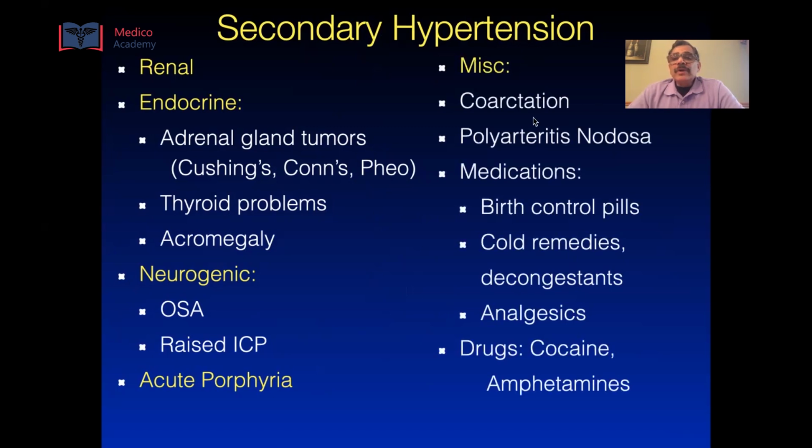Also, coarctation of aorta is known to cause hypertension. Another important reason is different medications, especially the birth control pills, over-the-counter cold medications, the nasal decongestants, and non-steroidal anti-inflammatory drugs. Drugs of abuse like cocaine and amphetamine can also cause sudden surges in the blood pressure. This is how these young patients who take these drugs can land up with the acute stroke.